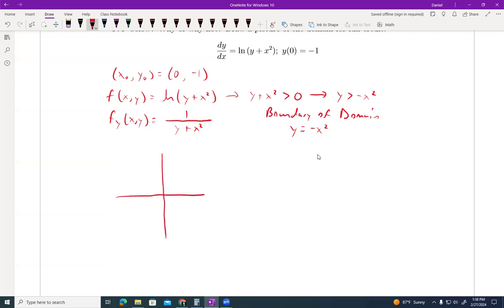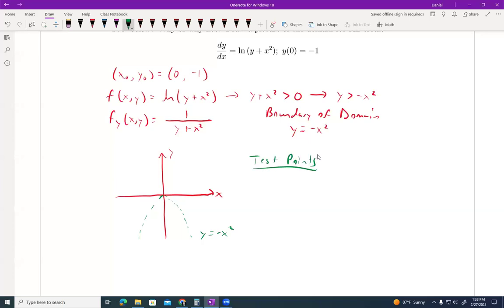Okay, so here are some axes, x, y. Let's draw the boundary of the domain in green, remembering that it is not part of the domain, so I'm going to draw it as dashed. So here's y equals -x squared. Pretty much looks like that, right? Parabola pointing downwards. And then that separates the xy plane into two separate regions. We need to determine which region is part of the domain, which region is not part of the domain. So let's use some test points here.